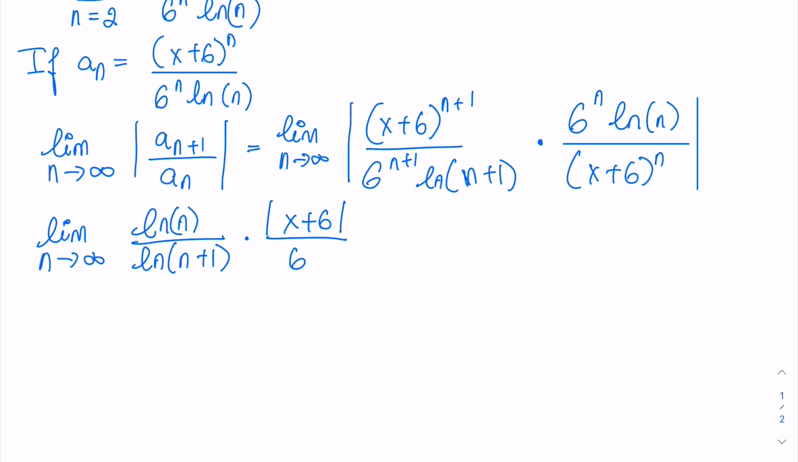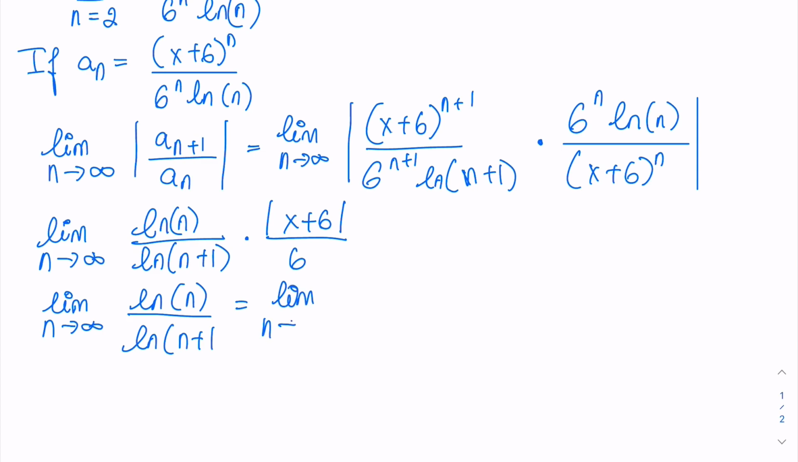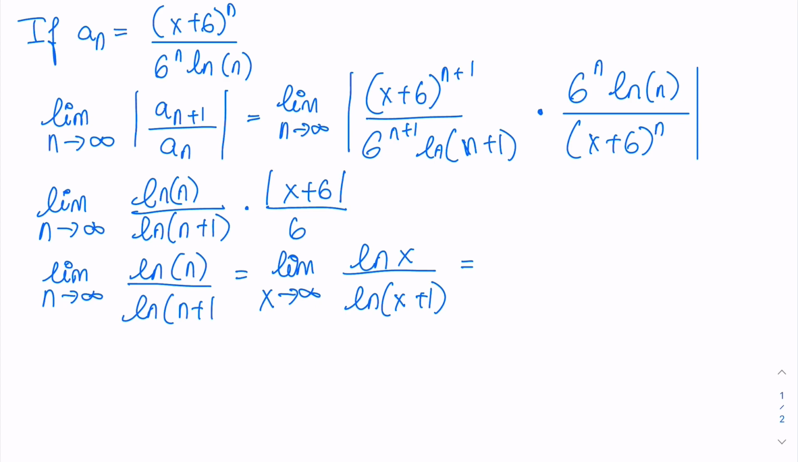So we have the limit. Let's take care of the ln. ln n over ln of n plus 1 is going to give us the limit as n goes to infinity of ln of x over, I'm sorry, I changed to x, over ln of x plus 1. Now you can see that we have the case of indeterminate form. That's why I changed to x.